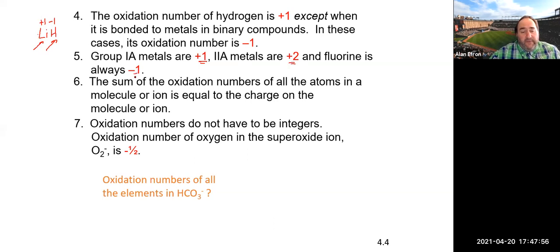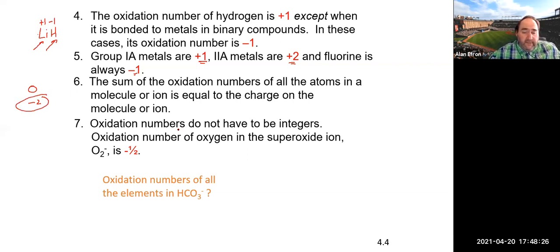+2, fluorine's always going to be -1 as well. When we add up all of the oxidation numbers in a compound, a molecule, or an ion, it needs to equal the charge. So if you're adding up oxidation numbers for something that is neutral, everybody needs to add up to 0. If you're adding up oxidation states for an ion that has an overall -2 charge, everything needs to add up to -2 when it's all said and done.